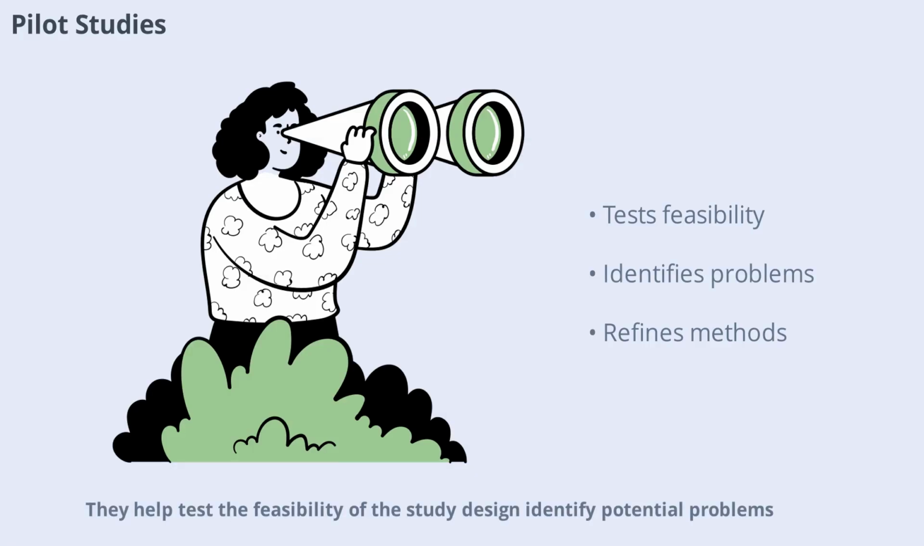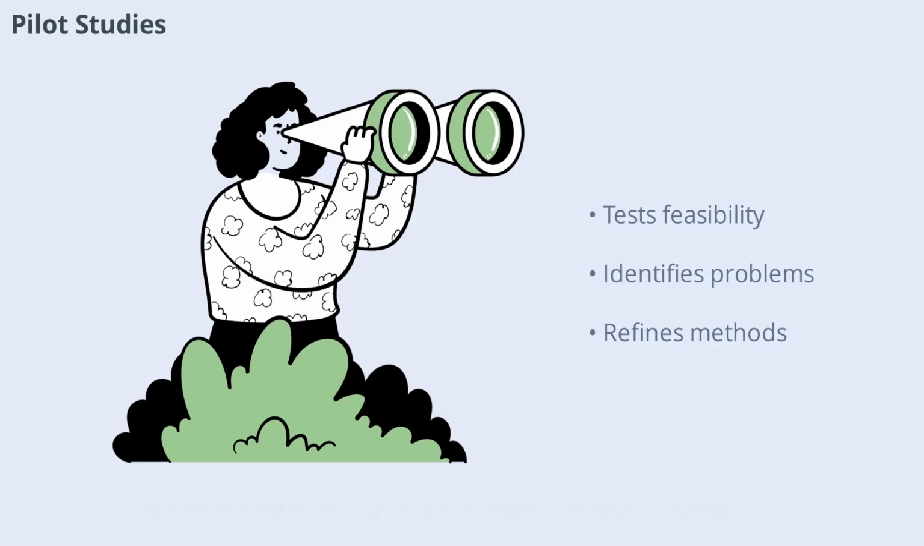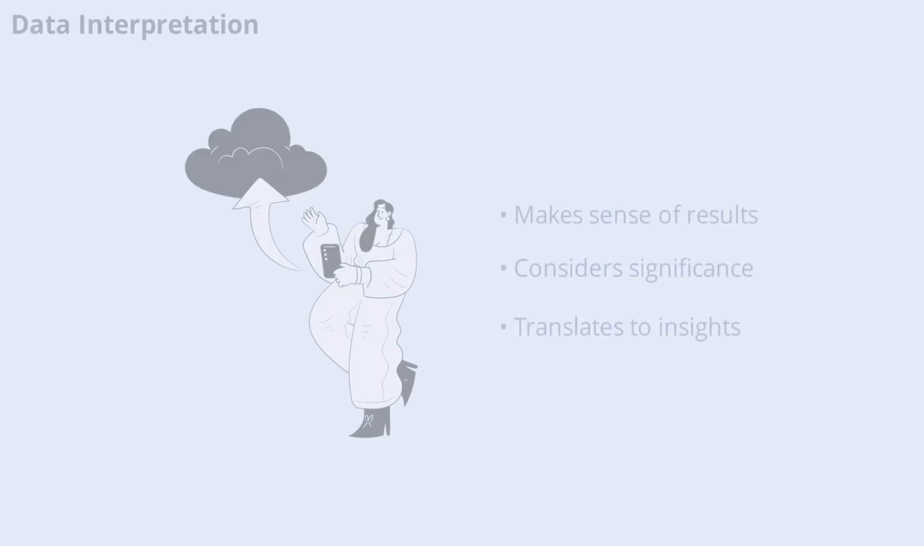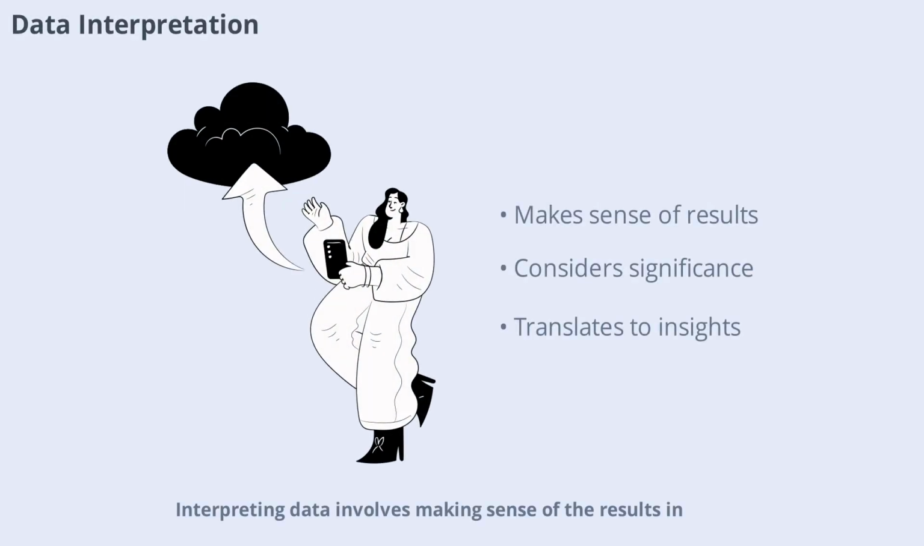They help test the feasibility of the study design, identify potential problems, and refine methods. Conducting a pilot study can save time and resources by ensuring that the main study is well-planned and likely to succeed. Interpreting data involves making sense of the results in the context of the research question and existing knowledge.